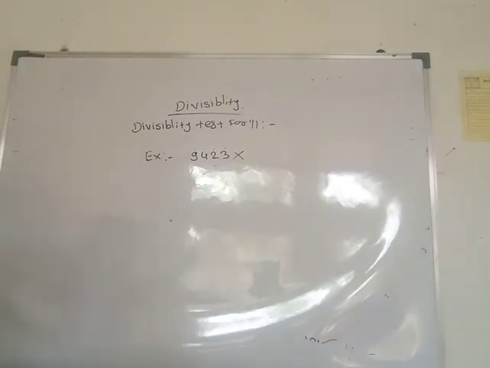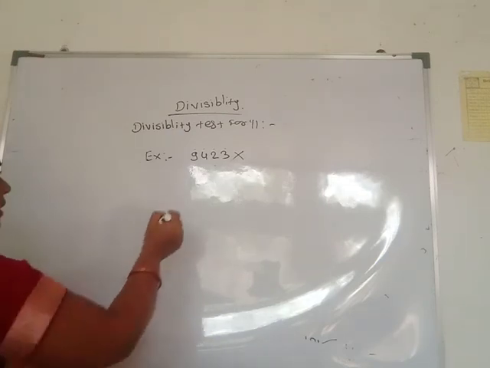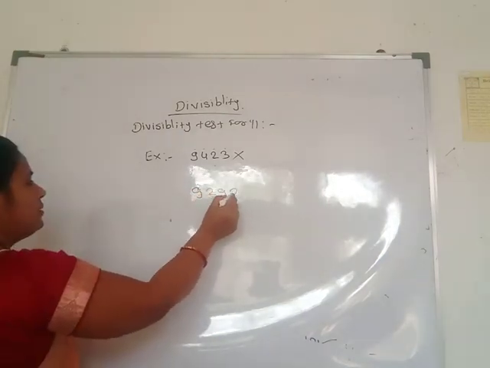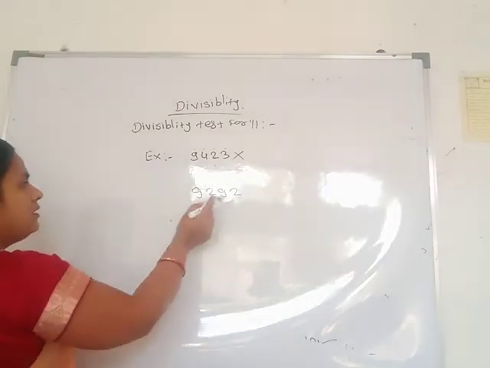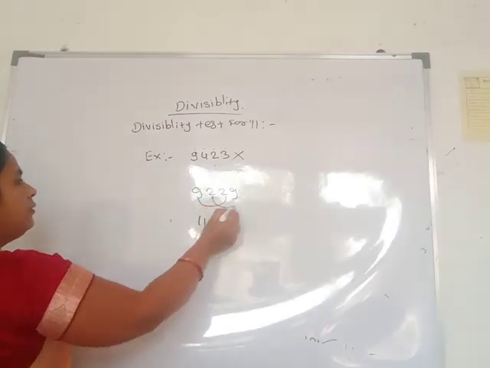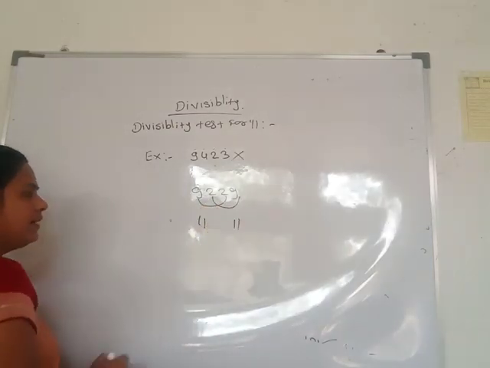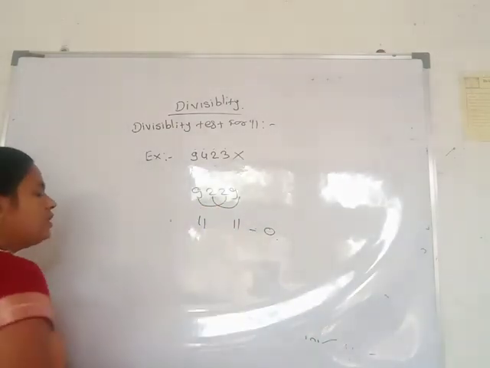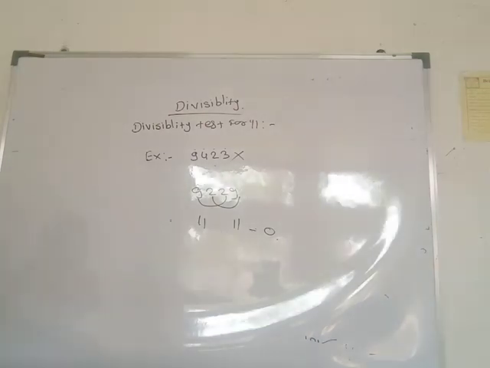Again one example you see here: 9292. 9 plus 9, 2 plus 2. 9 plus 2, 11, and 2 plus 9 is also 11. 11 minus 11, this difference is 0. Then this number is divisible by 11.